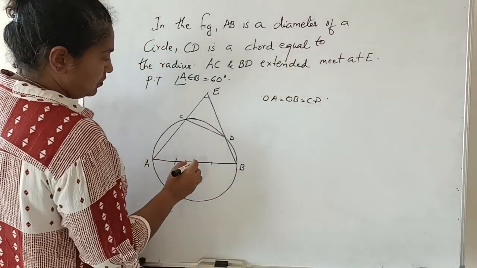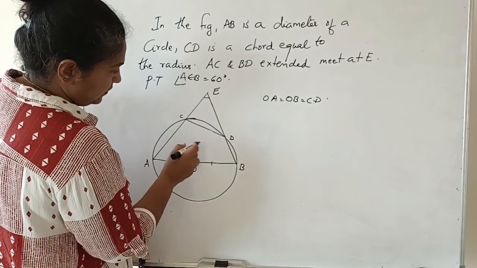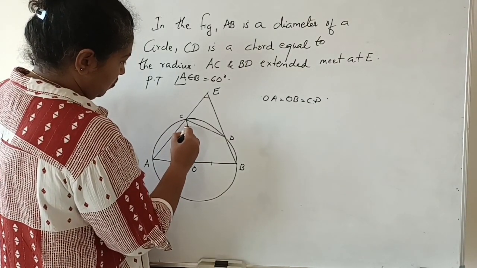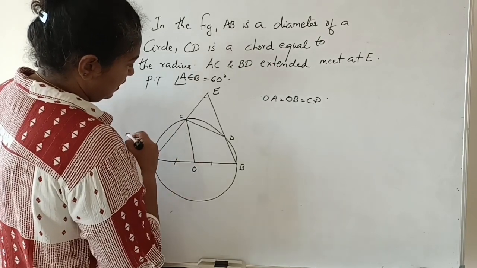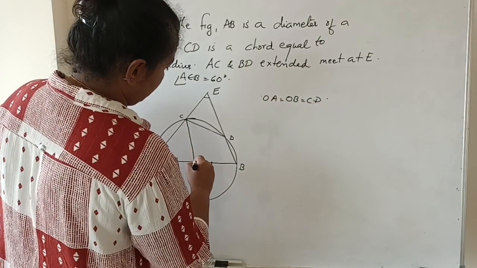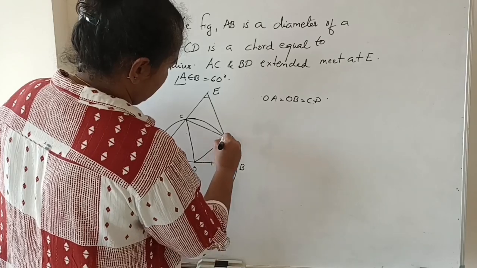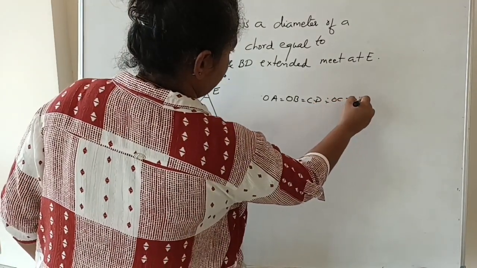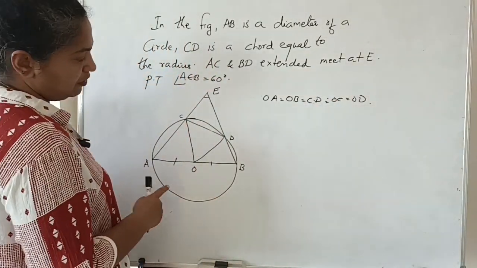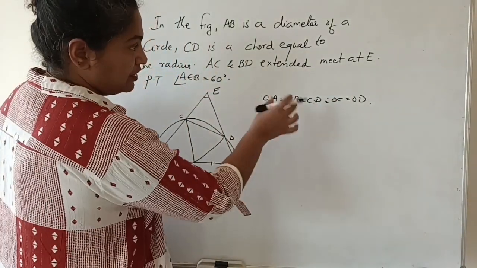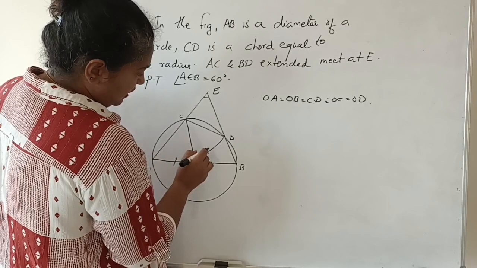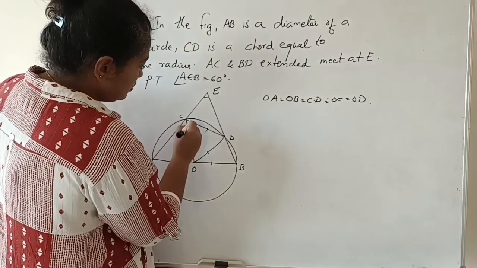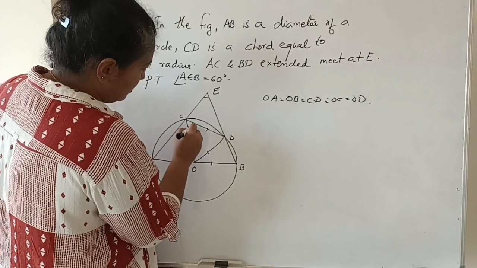Okay. Now, if I am joining OC, I'll get a triangle over here and so I will get OC is equal to OD. All of them are radii of the circle and CD is already given to be equal. So this side and this side are equal. So I have an equilateral triangle over here. So each angle will measure 60 degrees.